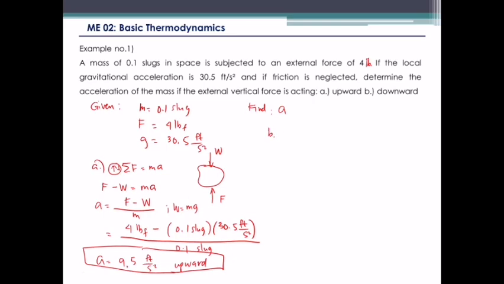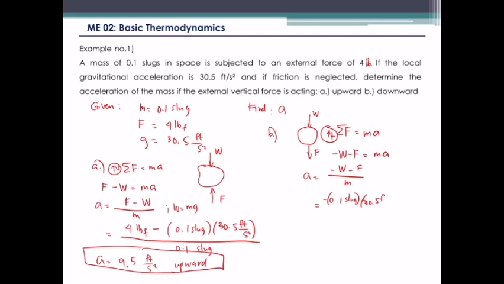Well, for letter B, if the external force is applied vertically downward, we have the weight down and another force F also down. Summation of forces, again Newton's second law, is equal to ma. Considering upward forces as positive, we have negative weight minus F is equal to ma. So the acceleration is negative 0.1 slugs times 30.5 feet per second squared, minus 4 pound force, over 0.1 slugs.